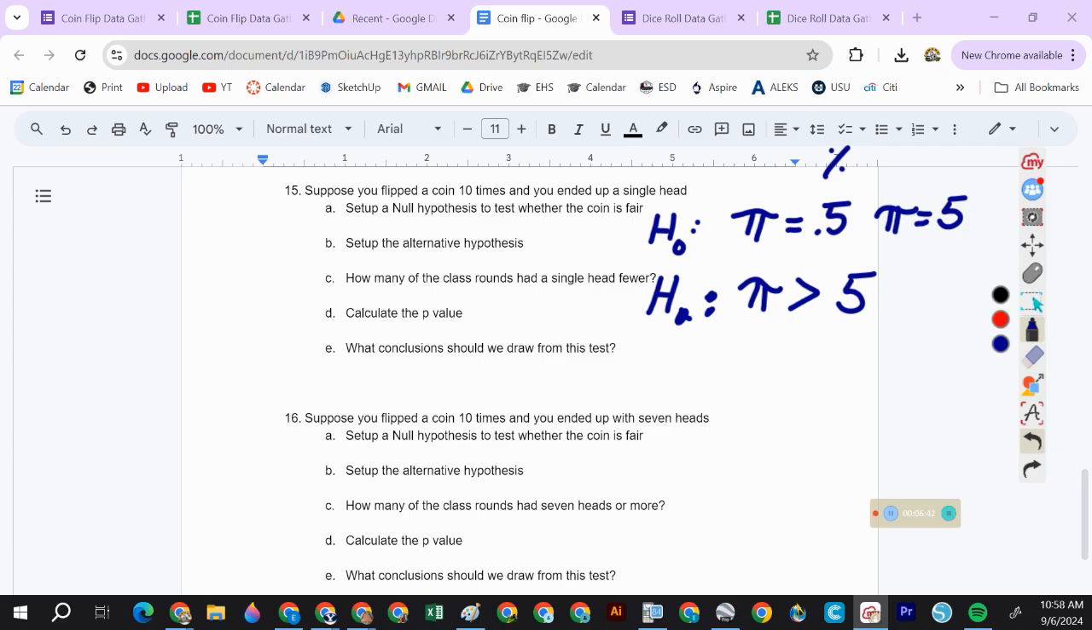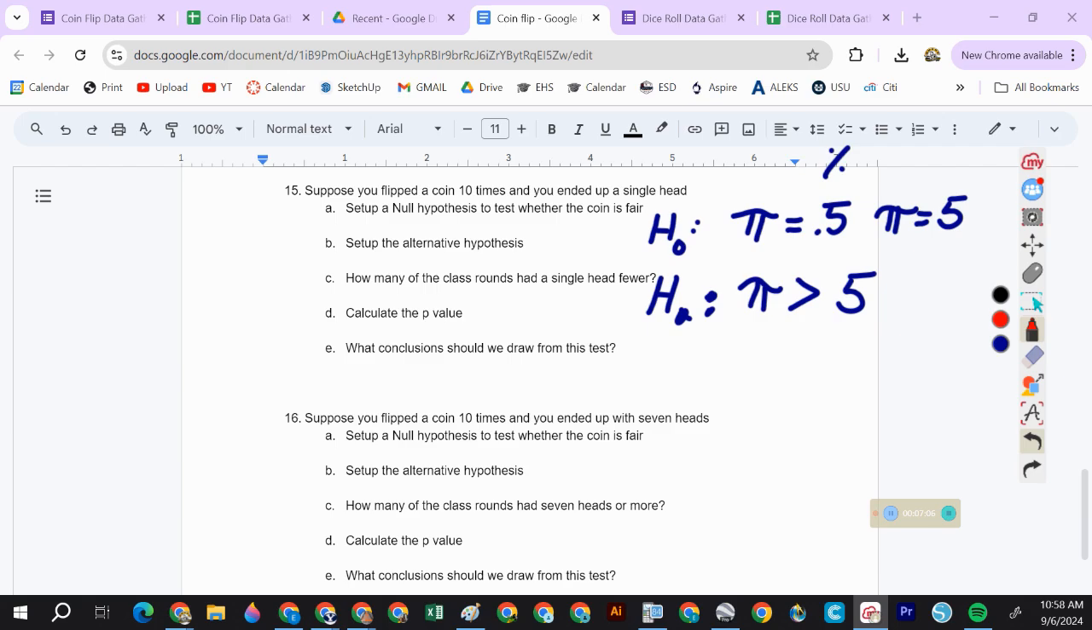If the p-value is greater than 5%, then I'm going to accept the null. I shouldn't have done 5s. Oh well. Hopefully this will make sense.